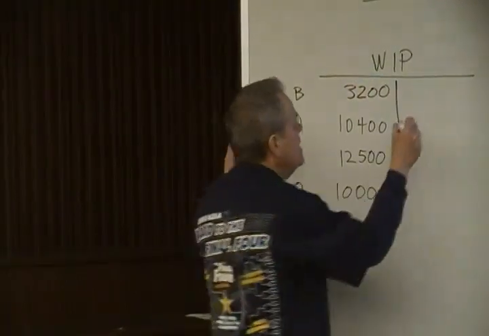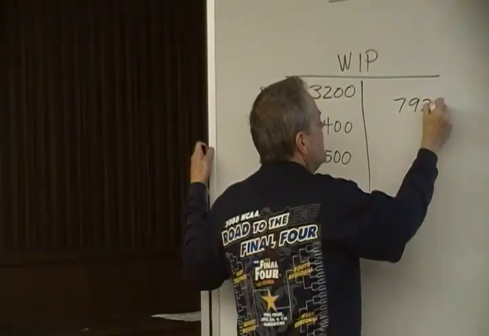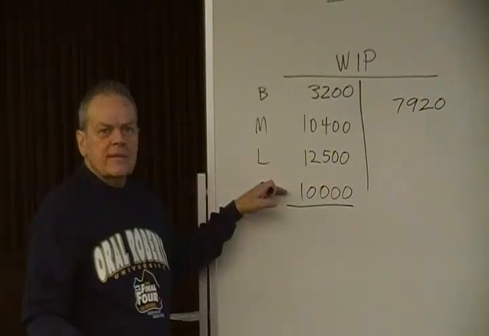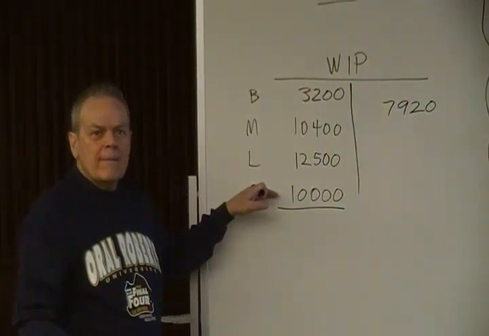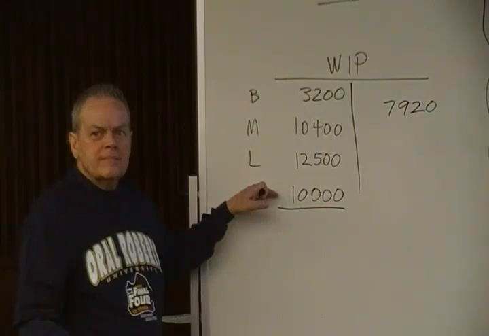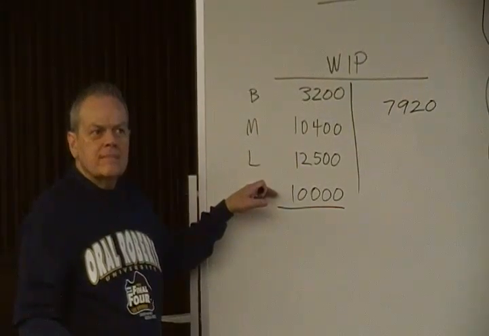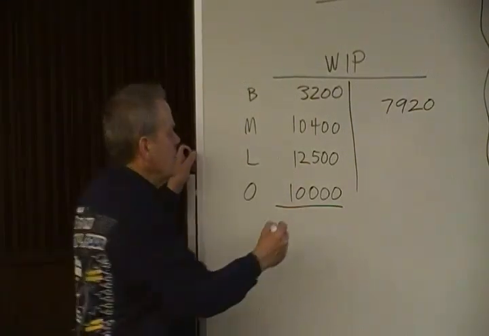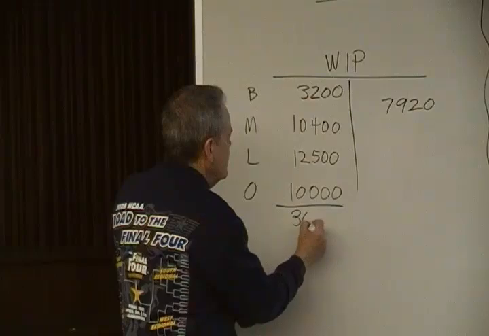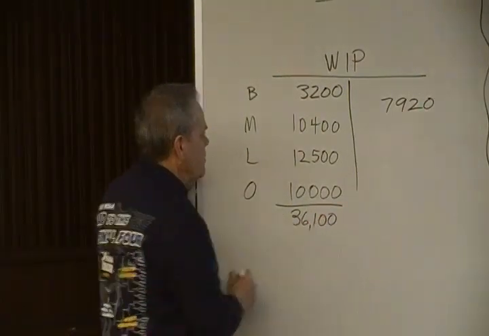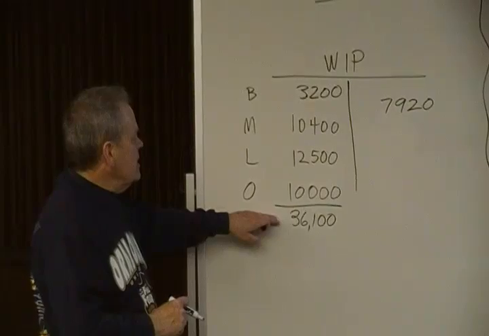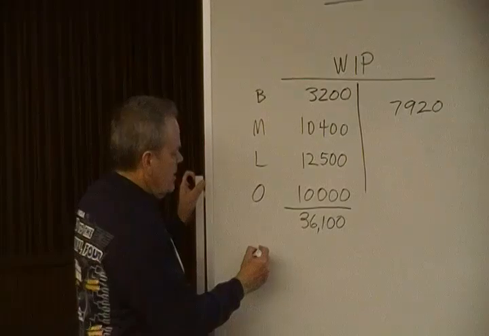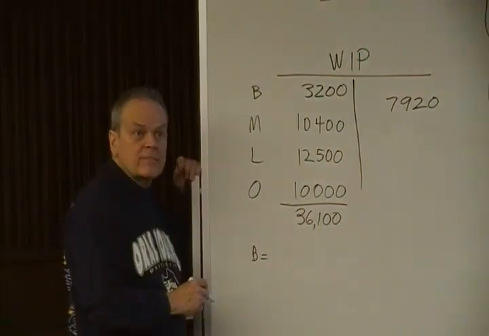Well, here's work in process. I need to credit it with 7,920. Would somebody add these debits for me and stop there? Jeff? 36,100. 36,100, is that what I heard you say? Yes, sir. Auditors on 36,100? That's right. Now subtract 7,920, the credit, from 36,100.